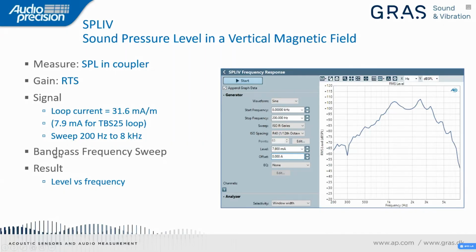For this measurement especially, we use a measurement in APX called the bandpass frequency sweep. The telecoil tends to be very noisy, and this measurement uses a very, very narrow bandpass filter. We call it a window width filter. It's implemented via Fourier transform analysis, and it's as narrow as a bandpass filter can be. The result that we record is the bandpass level versus frequency as shown in this graph.